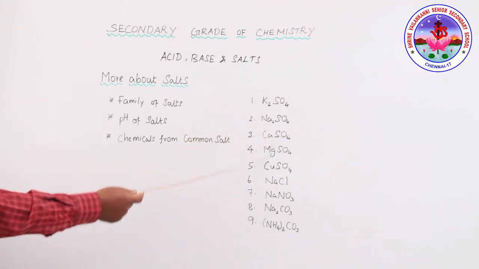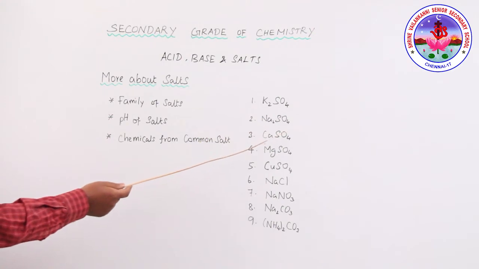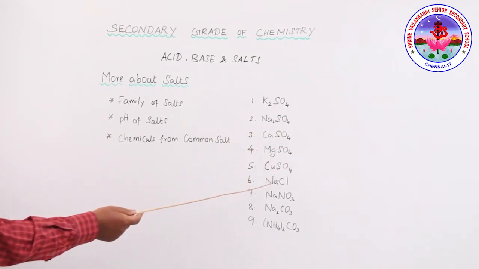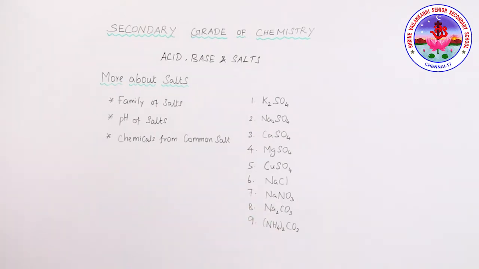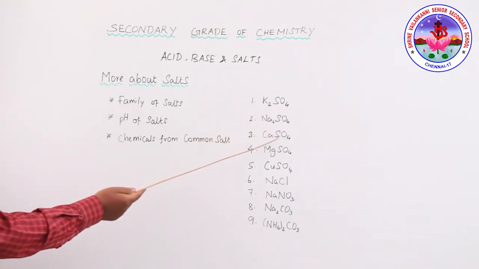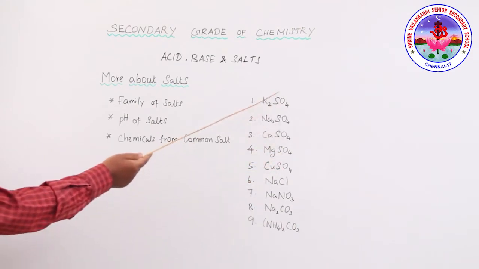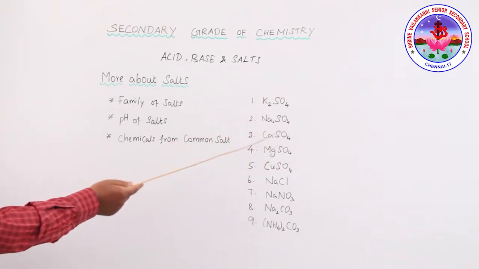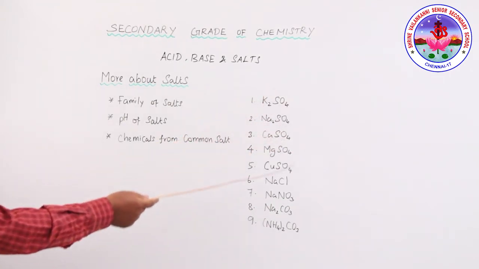Look here, some substances are given, and these are some salts: potassium sulfate, sodium sulfate, calcium sulfate, magnesium sulfate, copper sulfate, sodium chloride, sodium nitrate, sodium carbonate and ammonium carbonate. You can identify which salt belongs to which family. See, here potassium sulfate, sodium sulfate, copper sulfate, calcium sulfate, magnesium sulfate: these five salts belong to the family of sulfates.